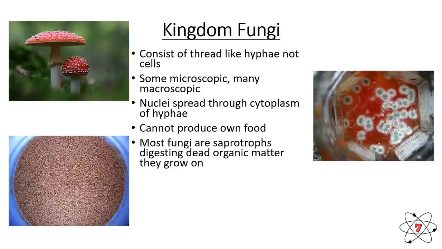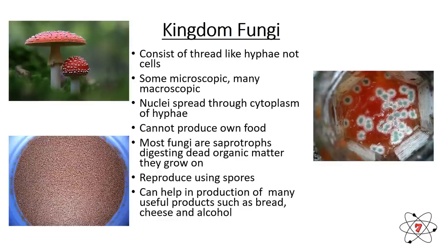Now, the kingdoms we looked at so far, the Protocista and the Monera, generally reproduce asexually. This means they make copies of themselves. Fungi are far more sophisticated. Fungi reproduce using spores. This means that there's genetic variation and there is sexual reproduction going on. Fungi are also very useful. We use them to make things like bread, cheese, and alcohol, and we use them quite often. In fact, we eat things like mushrooms as well. So fungi really are a very, very useful kingdom for us.